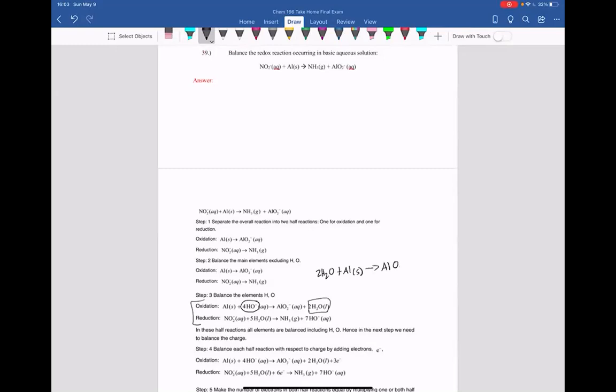Because it's basic, you add the OH instead of adding H2O. So when you add oxygen to one side, you add OH instead of adding water in a basic solution. That's why they added the OH to that side. I'm just kind of confused why they added 4 OH instead of 2.